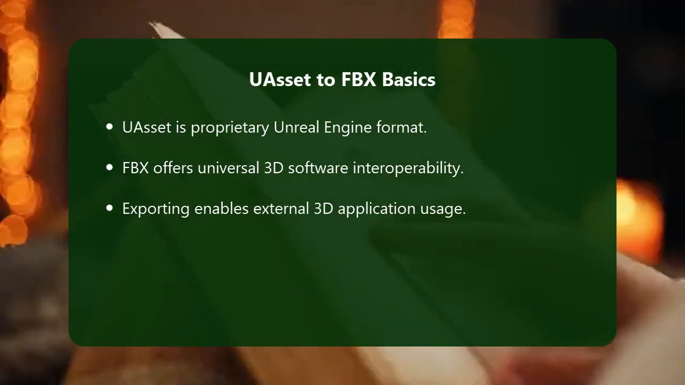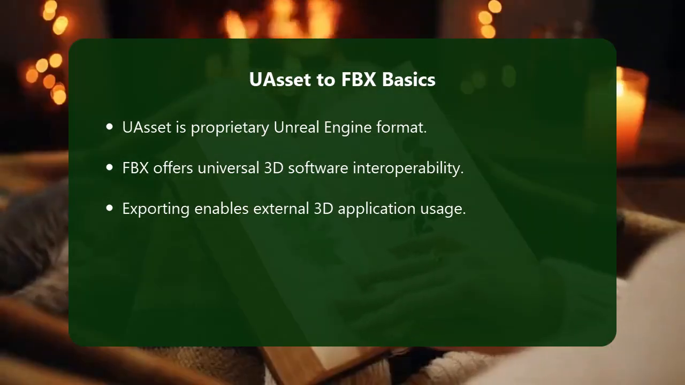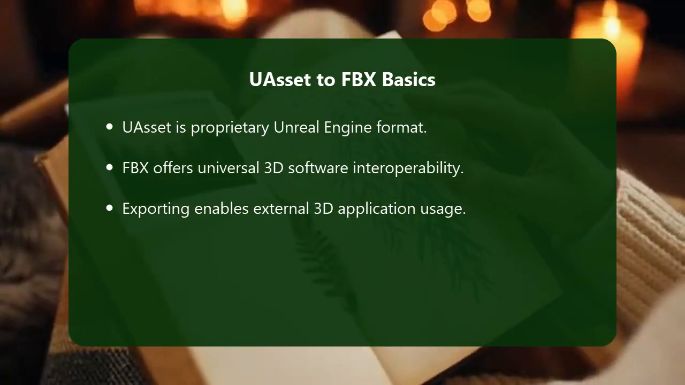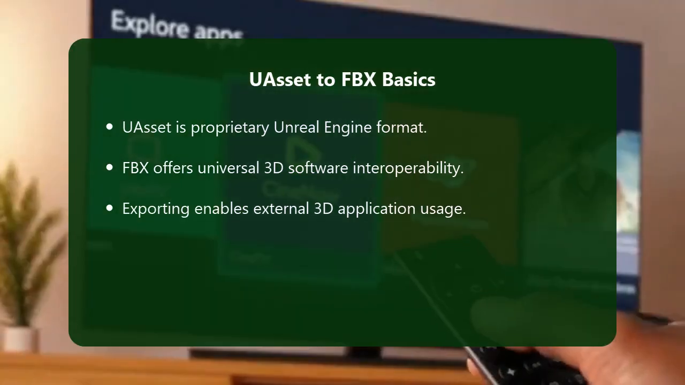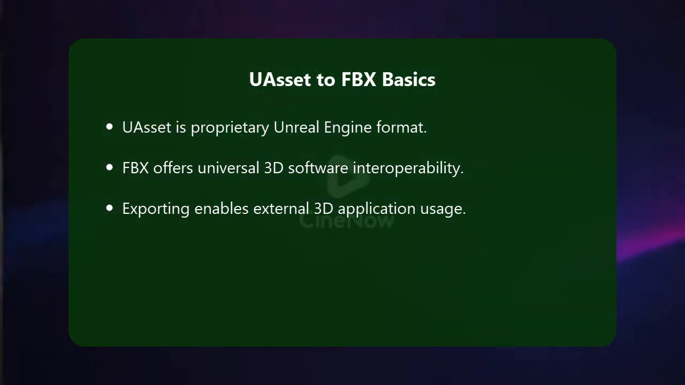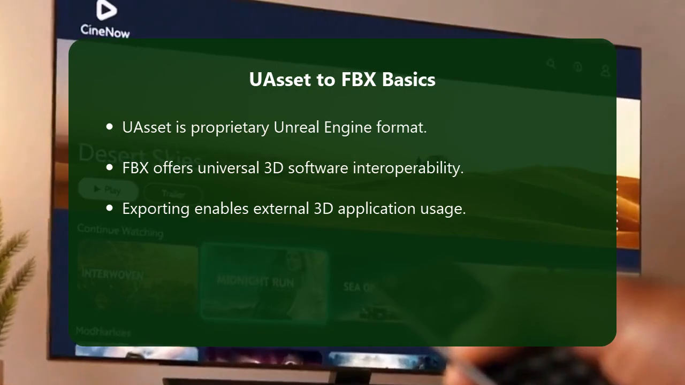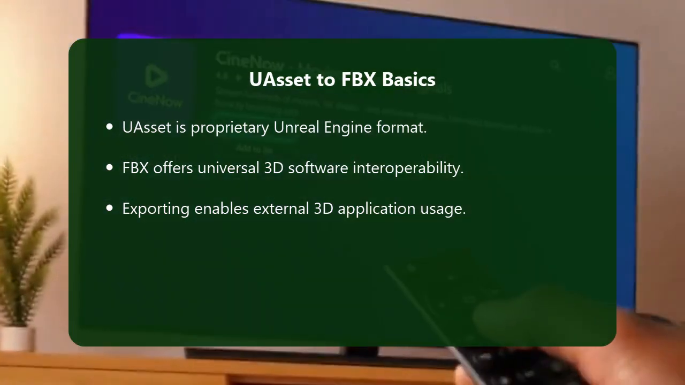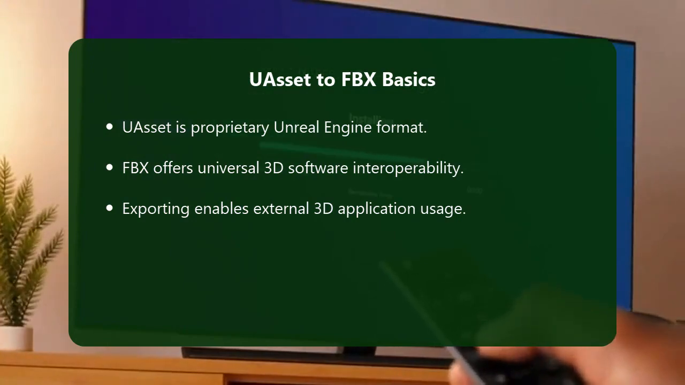Now let's get started. Converting a UAsset file to FBX is a common necessity for game developers and 3D artists who need to transfer assets from Unreal Engine to other 3D software applications like Maya, Blender, or 3ds Max. It's crucial to understand that a UAsset is a proprietary Unreal Engine package file, meaning it's not designed for direct, universal interoperability outside the engine.